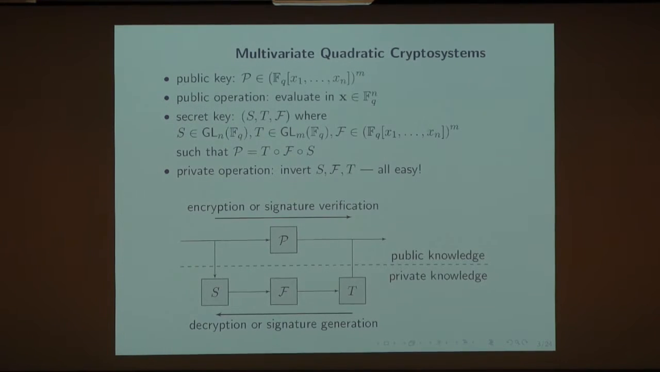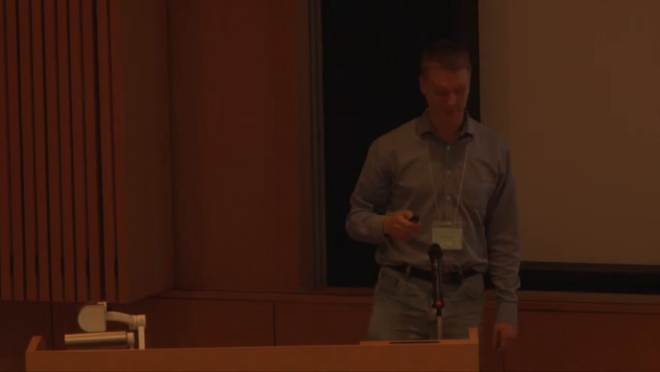So multivariate quadratic cryptosystems, the idea is that your public key is a set of multivariate quadratic polynomials. And so the entire world sees only the part that is above the dotted line, which is a single set of public polynomials, which is difficult to invert, obviously. On the other hand, the person with the private key can first invert a linear map T, then invert a secret quadratic map F, and then invert another linear map S. So the person with a private key can obtain pre-images.